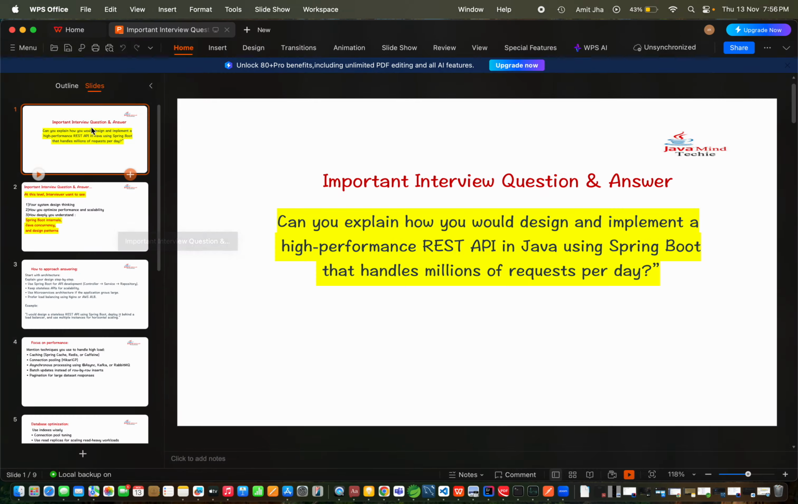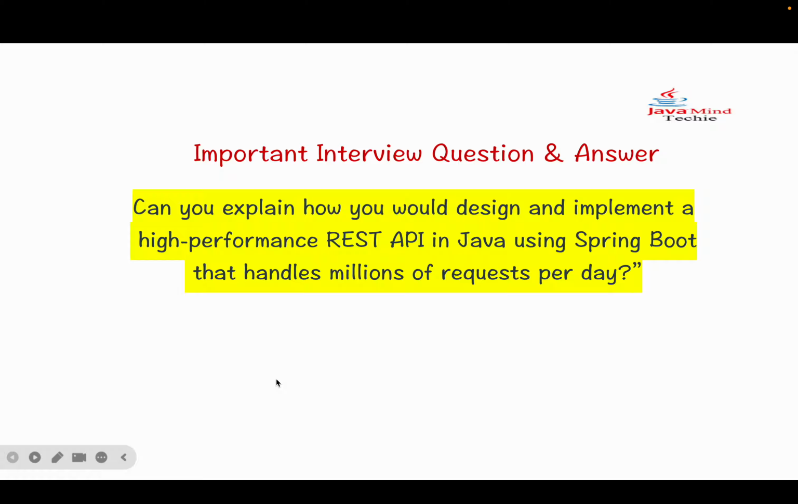Correct? Yes. Guys, see. That question is, can you explain how you would design and implement a high performance REST API in Java using Spring Boot that handles millions of requests per day? That is the most important question in the interview room. This question is generally asked by the interviewer.